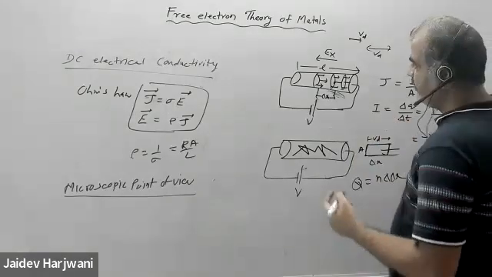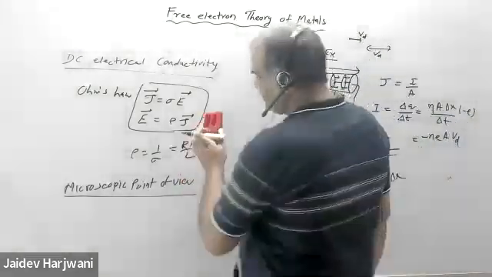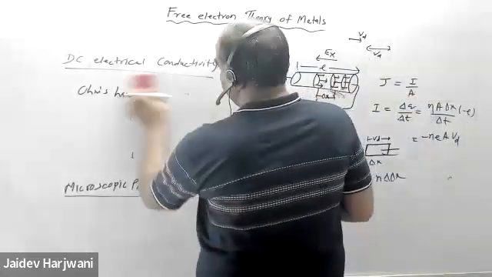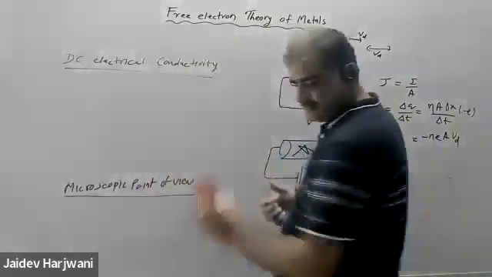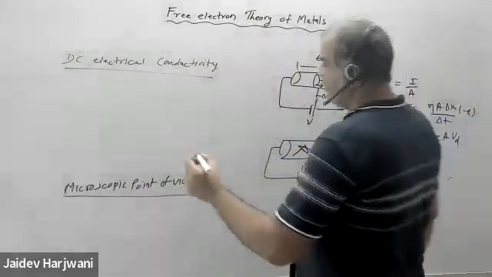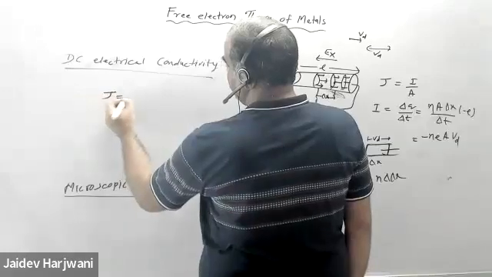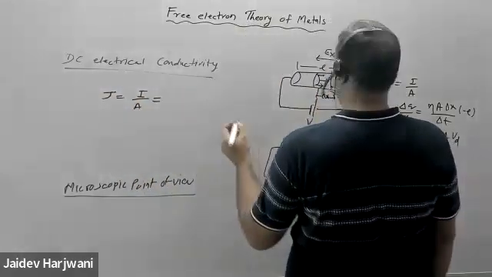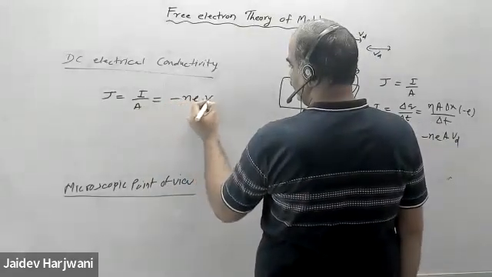Now if you want to calculate J, ये पॉइंट क्लियर है ना? वो माइनस हमने इलेक्ट्रॉन के चार्ज के लिए लिया था. हाँ, माइनस इलेक्ट्रॉन चार्ज के लिए लिया हमने. So now if I want J, J will be I by A. So simply this current density will be minus n e Vd.